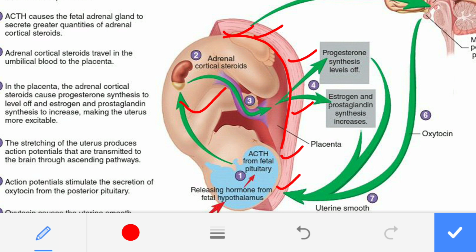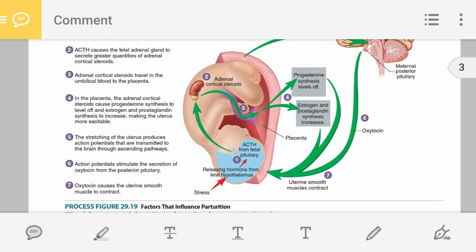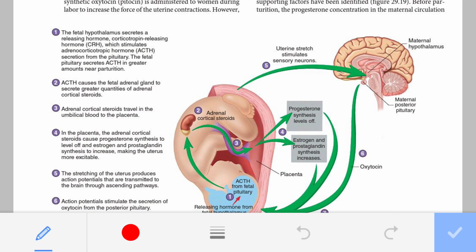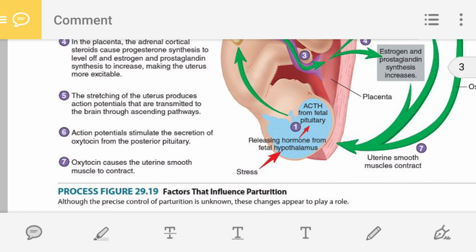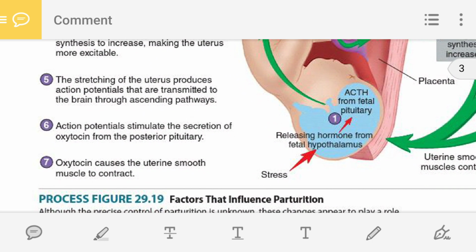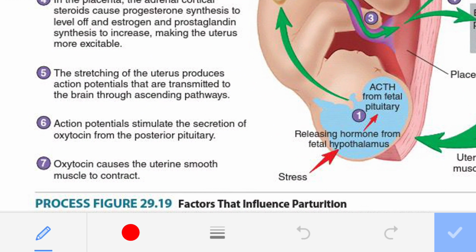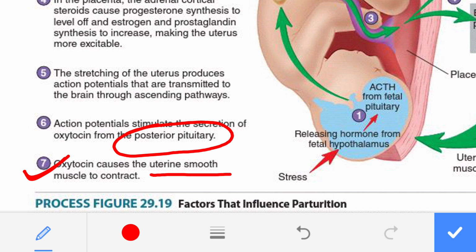So now due to this stretching, this nerve impulse travels to the hypothalamus, and then between the hypothalamus, the releasing hormone, and here as you can see this is the pituitary gland. Okay, so in response to this stretch of the uterus, the posterior pituitary is now secreting the hormone oxytocin. And what is this oxytocin doing? So oxytocin is causing the uterine smooth muscle to contract.